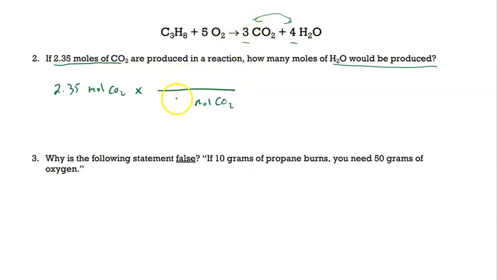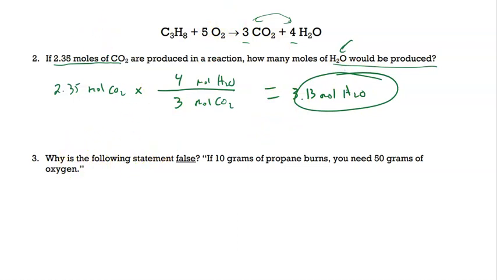The coefficient for CO2 is 3. All right. We're trying to calculate water, so moles of water goes on top. The coefficient is 4. All right. So in this case, I'm going to go 2.35 times 4, then divide that number by 3. And when I do that, I should get 3.13 moles of water.